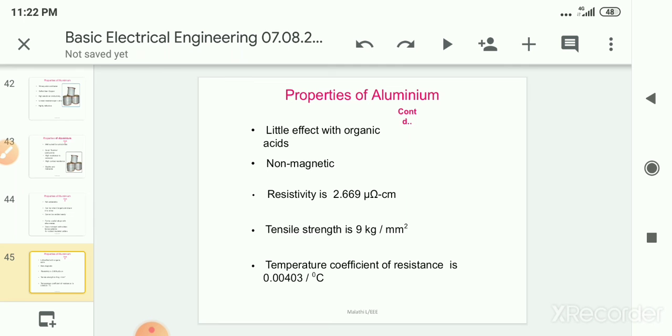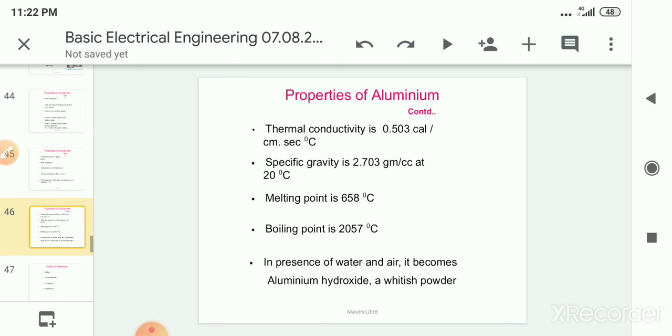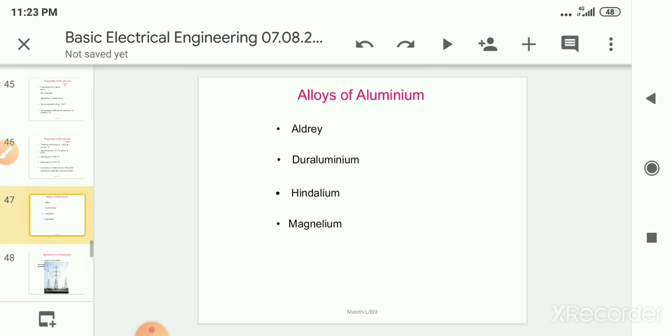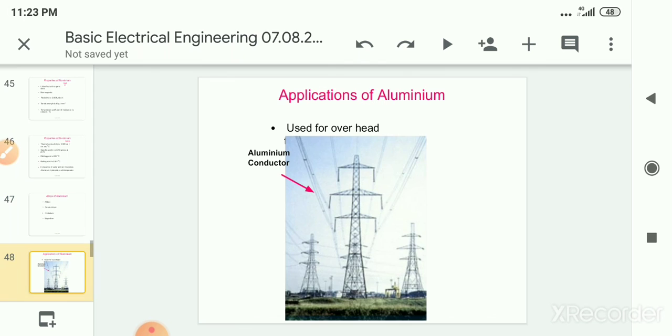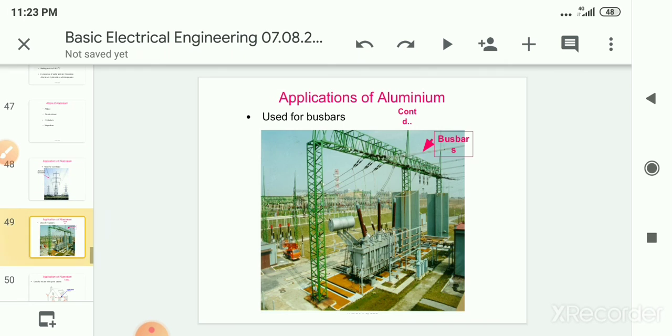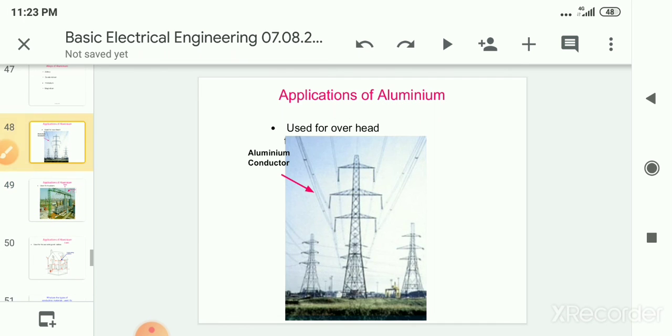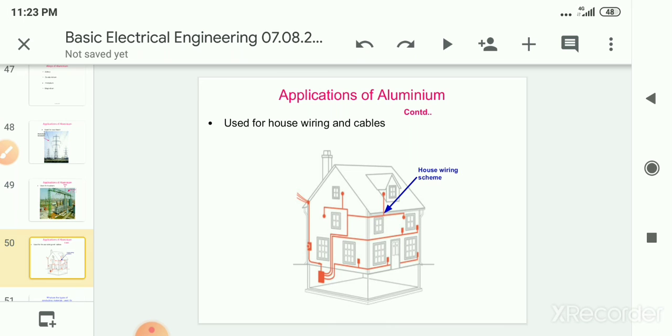And we have studied the properties of aluminium. After that, what are the main applications of aluminium? Mostly it is used as a conductor for overhead systems and bus bars. In our house wiring schemes also we use aluminium.